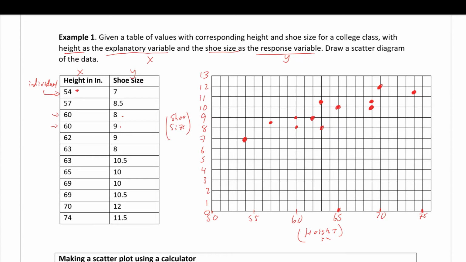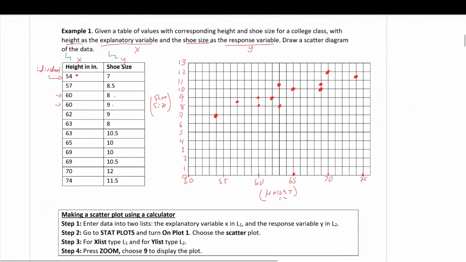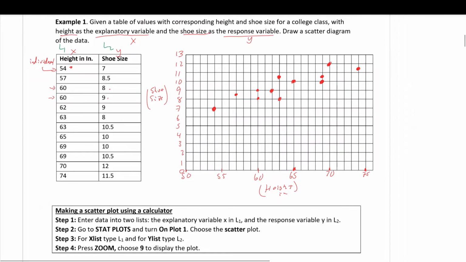Now, will you have to do this all the time by hand? Well, we actually have technology that can do this for you in practice. Also on your calculator, you have the ability to do that too. If you were to put this X list in L1 and the Y list in L2, we're going to go through the procedure listed below for making a scatter plot using a calculator.